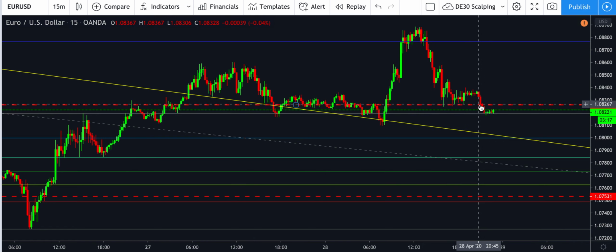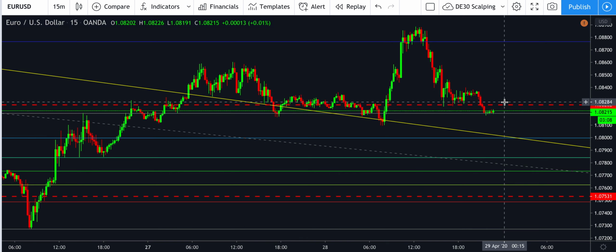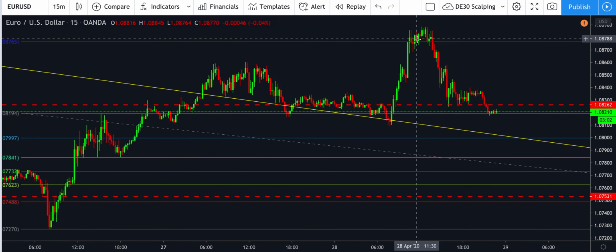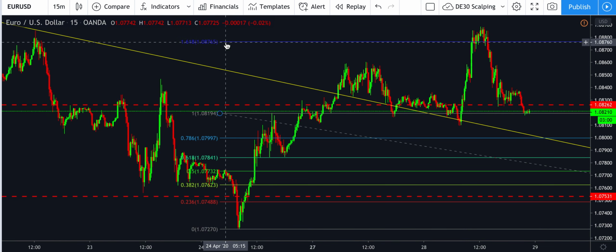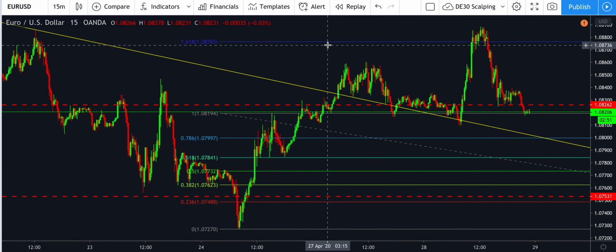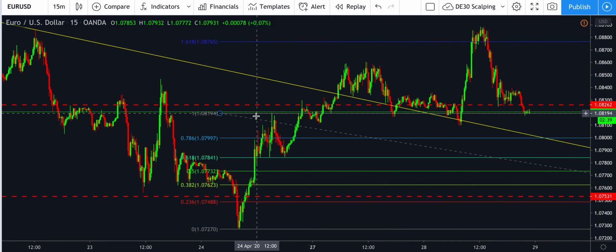You have to wait until 1.0826 is tagged, and if we don't close above it, because it doesn't look like it's going to, this is the end of a wave, because we have tagged the 1.618. The extension of the first wave has been reached. And what happens when we reach the extension? Price usually comes back.